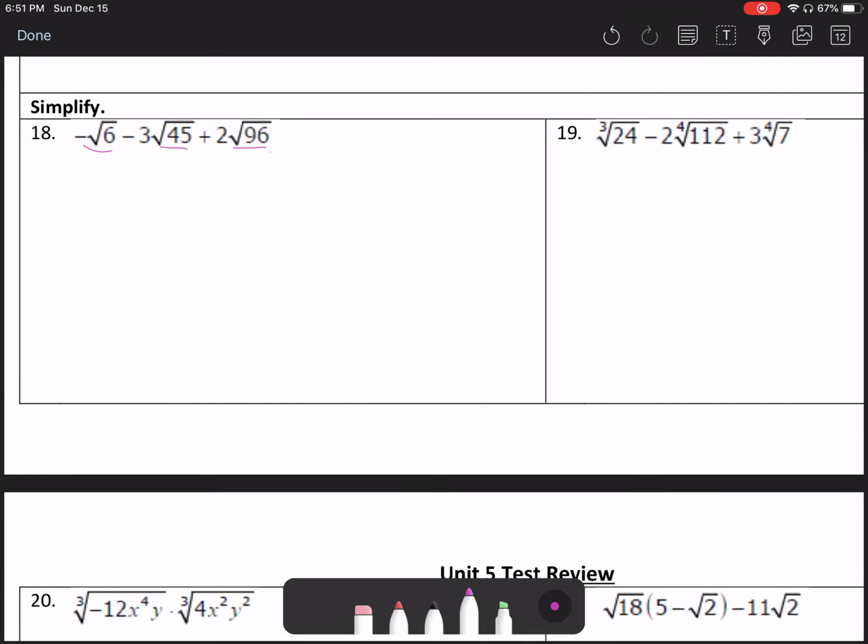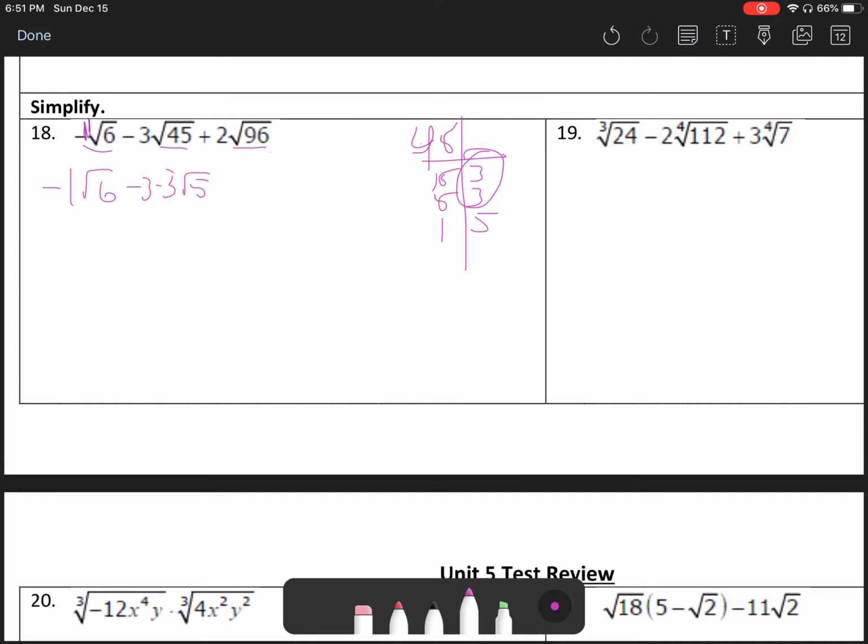So the first thing I'm going to do is put a 1 right here just to remind myself this is a -1 radical 6. The radical 6 can't be simplified, so I leave that alone. My next one is my 45. So I simplify 45. 45 divided by 3 is 15. 15 divided by 3 is 5. 5 divided by 5 is 1. So I have a pair of 3's. So we have our -1 radical 6, -3 times 3 radical 5. So I already know that I can't combine the first two.